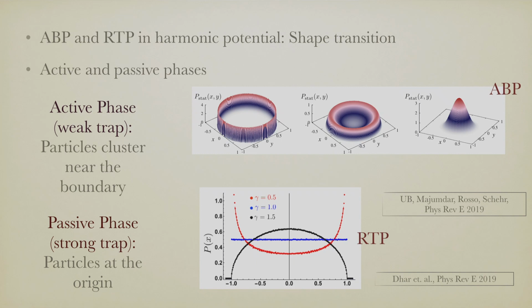So this is some simulation for ABP, and these are analytical results for RTP in 1D. In both cases we see that when the activity is strong, meaning when dr, or the flipping rate for RTP, is very small, the particles are crowding near the boundary. They go as far as they can go and they stick there. On the other hand, when one increases the rotational diffusion constant, the particles start to come back to the origin and they crowd near the minimum of the potential. This is the so-called passive phase, and this is the so-called active phase, and there is a kind of shape transition for these usual active particles.